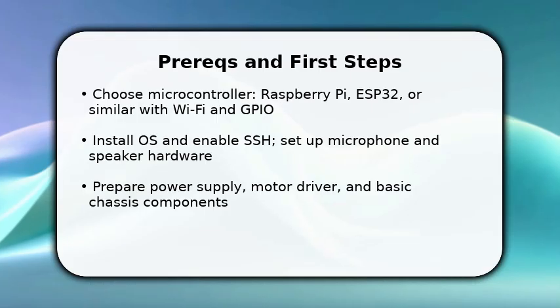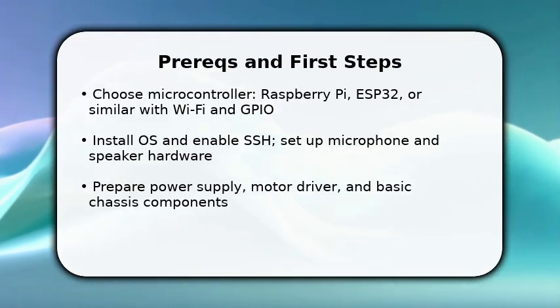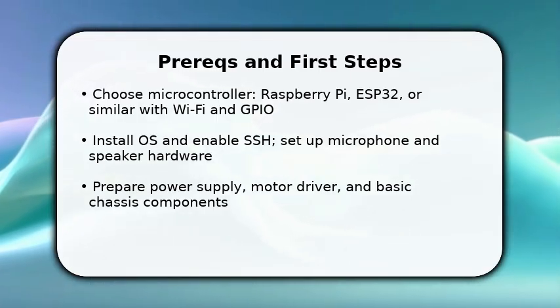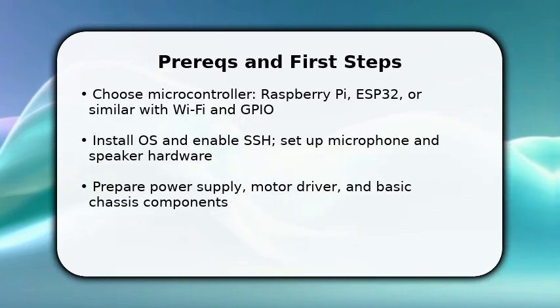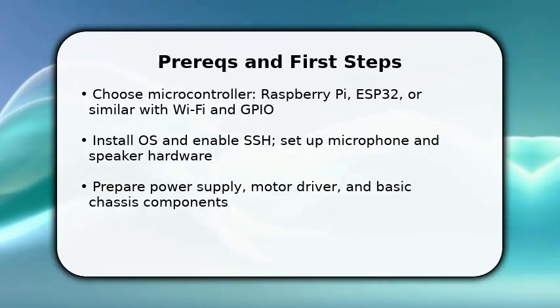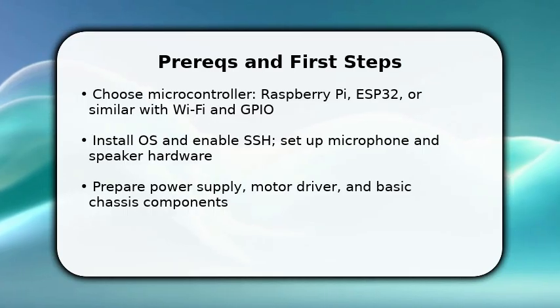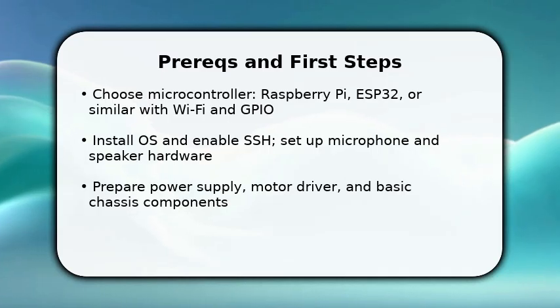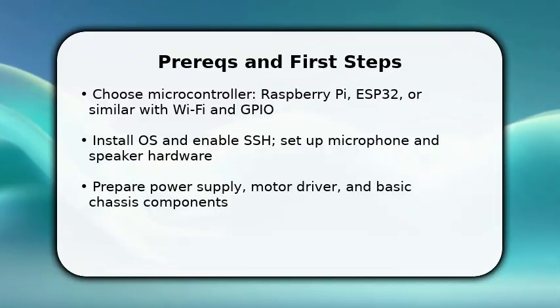You start by picking hardware. Use a Raspberry Pi or ESP32 because they give native Wi-Fi and GPIO without Arduino. Install the OS, enable SSH, and plug in a USB or I2S microphone and a speaker so you can test audio immediately. Once done, wire the motor driver and power supply to your motors and verify the chassis moves freely.